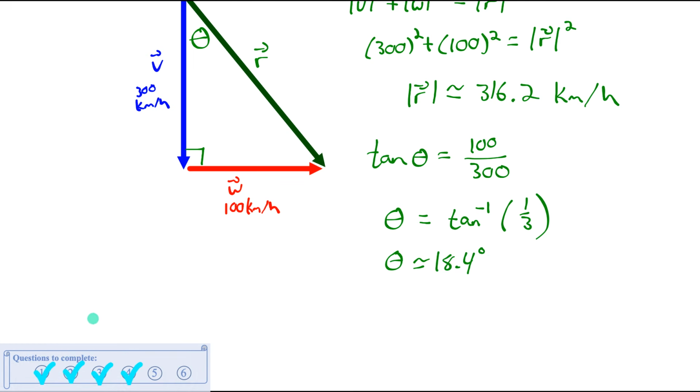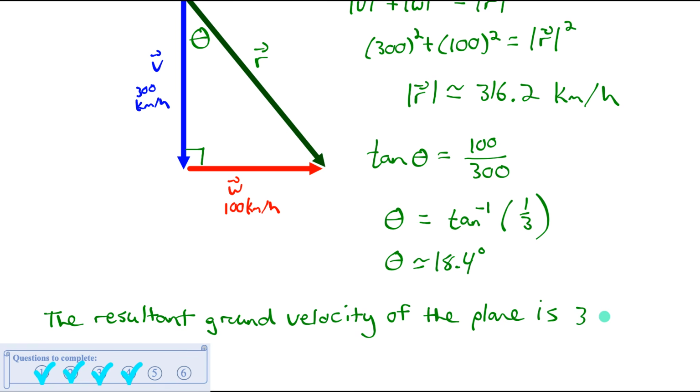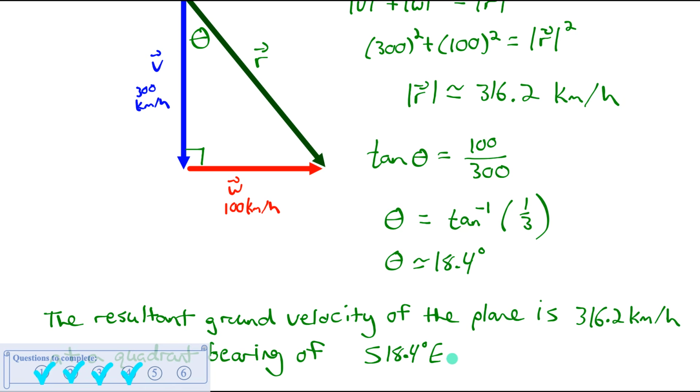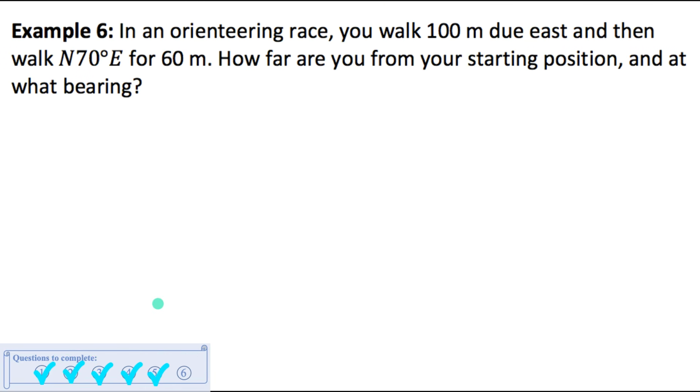So our final answer, we could say the resultant ground velocity of the plane is 316.2 kilometers an hour at a quadrant bearing of south 18.4 degrees east. Here's our last example, example 6.